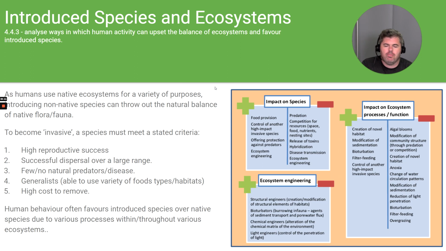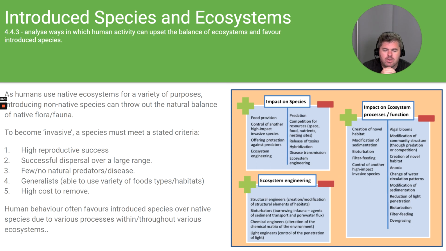Okay, so as humans use native ecosystems for a variety of purposes, introducing non-native species can throw out the natural balance of native flora and fauna. To become invasive, a species must meet the stated criteria. 1. It needs to have a very high reproductive success. So rabbits are able to reproduce like mad. We're going to use rabbits for an example here.